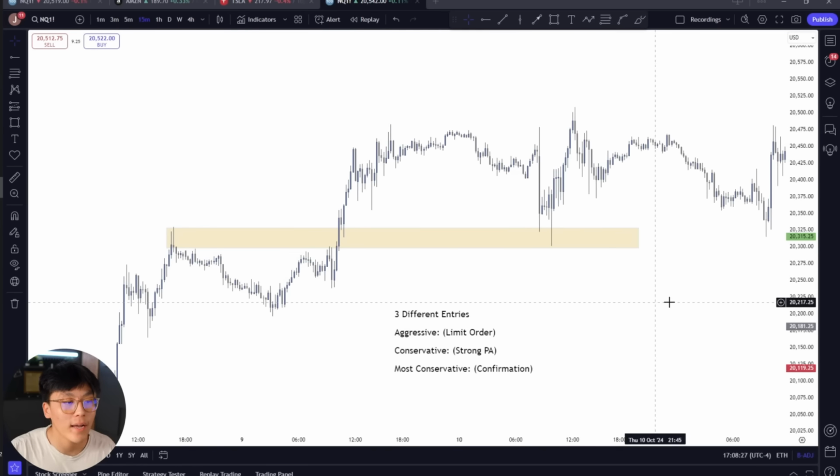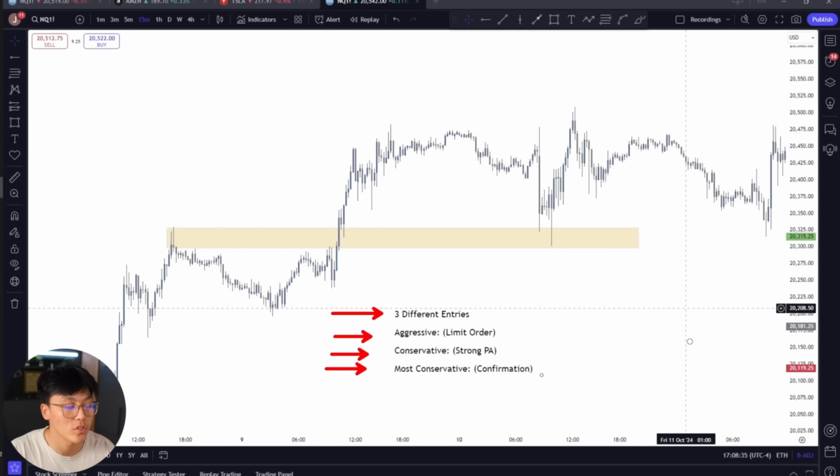So now we're back on the NQ chart. I went over this chart a little bit earlier in my previous examples, and I want to talk about 3 of the different entry models that we can look for. So essentially, there are 3 entry models. We have aggressive, conservative, and then we have our most conservative. So first, I want to talk about the most aggressive entry model being a limit order.